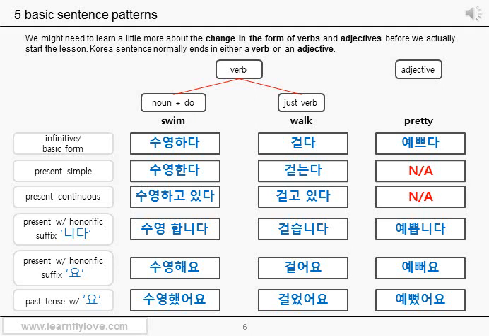Okay, let's take a look at the verb part first. There are two types of the verbs in Korean. One is noun plus do verb. There are some verbs that noun part is not actually a noun, but let's not talk about it now. And the other one is just a verb. Let's take a look at the basic form. Let's see how the verb swim looks like.